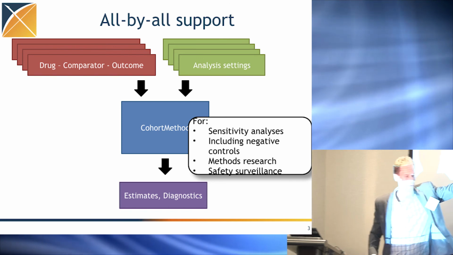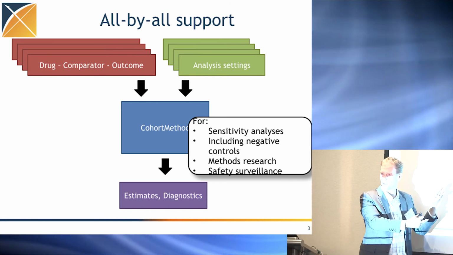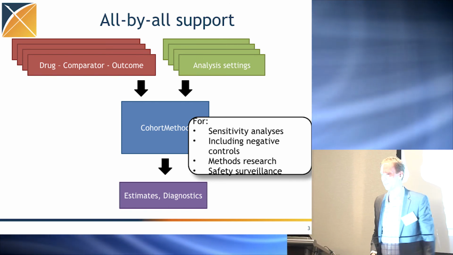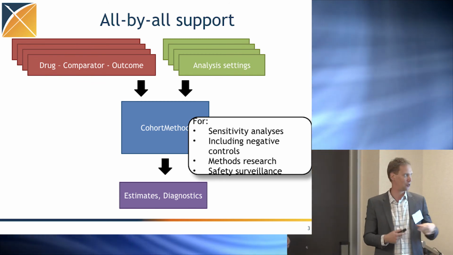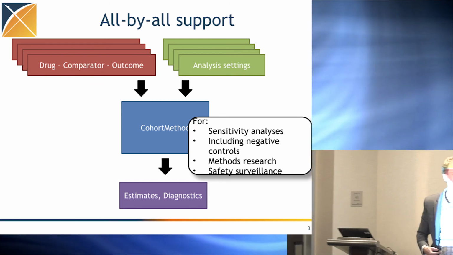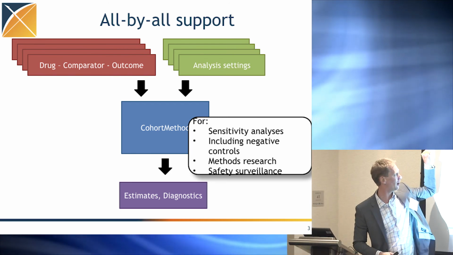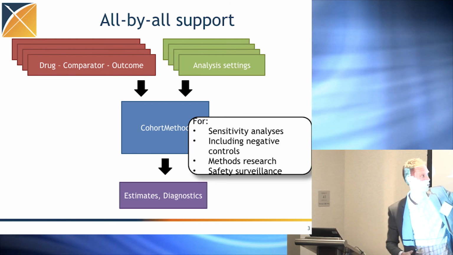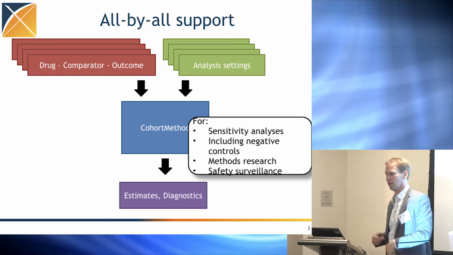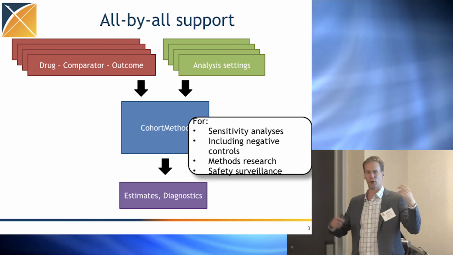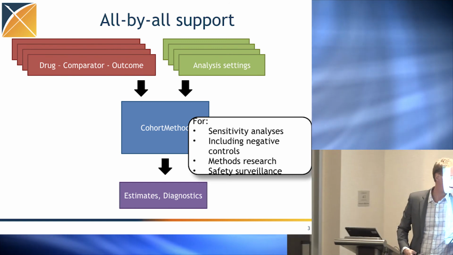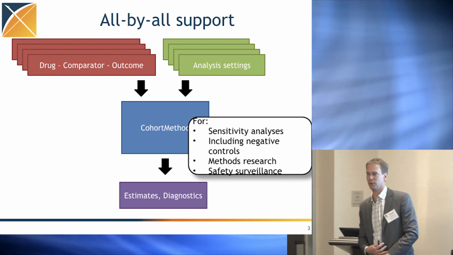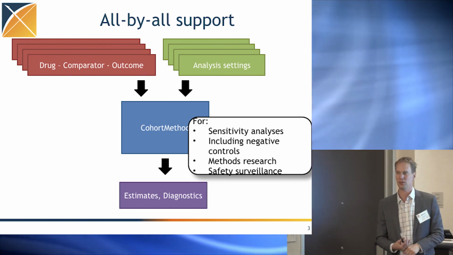And you can throw these two buckets of choices into the package, and it will find the most efficient way to compute its way through all possible combinations of target comparator outcome triplets and analysis settings. And it will use multi-threading and whatnot to get as fast as possible to a large set of estimates and diagnostics for all of the questions that you threw at it.